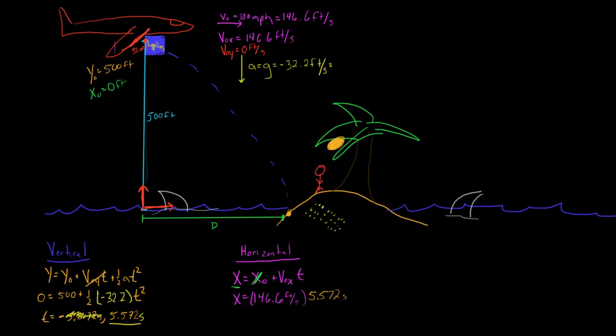And if we perform this multiplication, we're going to get that x is equal to 816.6 feet. And what does this mean? This means that when we are 816.6 feet away from this island, we need to release the supplies so it will hit the island.